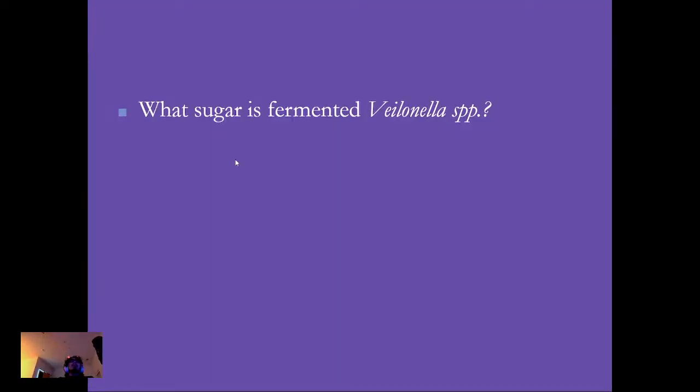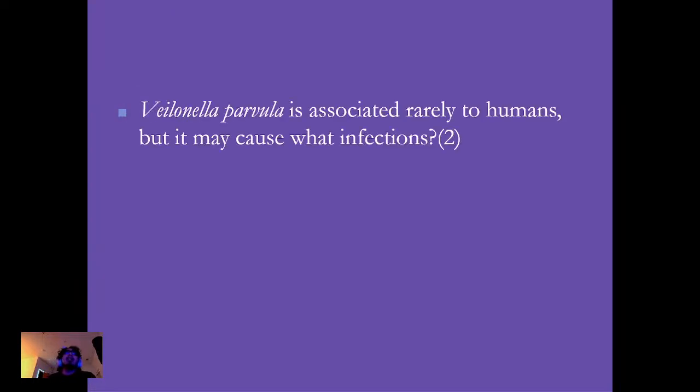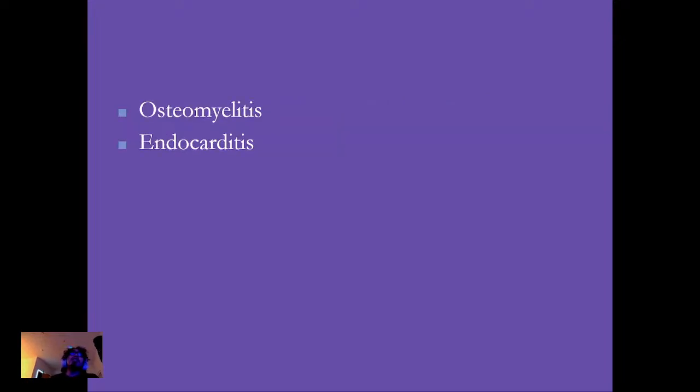Now we move on to the next one, where we will talk about Veillonella species. What is the one that is important to us? Veillonella parvula. Veillonella ferments lactose, just so you know. Veillonella parvula is rarely associated with human infections, but it may cause infections like osteomyelitis and endocarditis. Okay? And that's basically it.